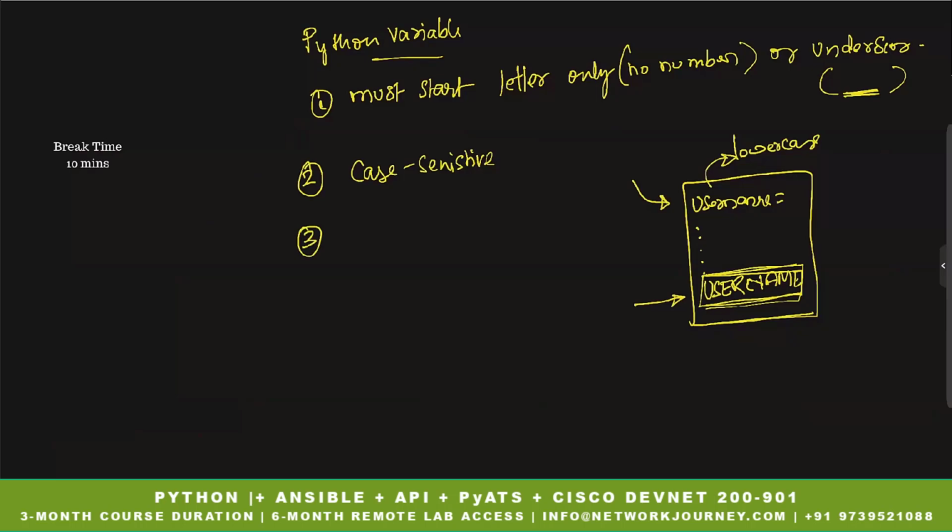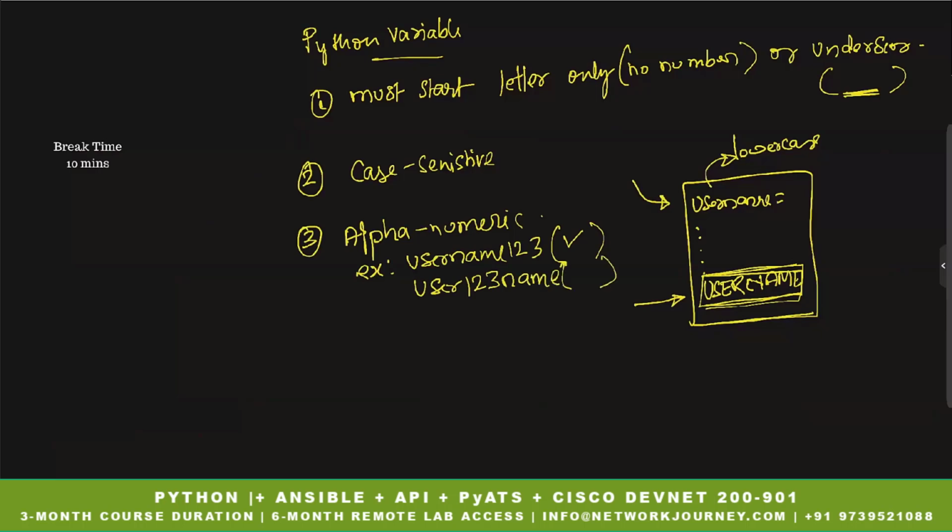Apart from that, alphanumeric is allowed. Let me give an example. Let's say username123. This is good. You can also add user123 like this. This is also good. You can keep the number in the center as well. But you cannot start with numbers. That's a violation. That is not allowed.